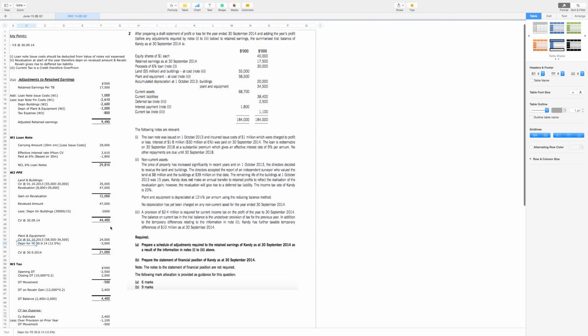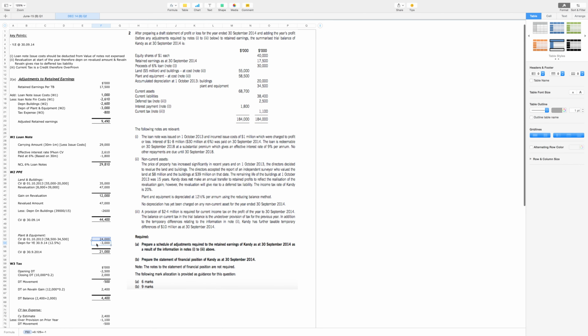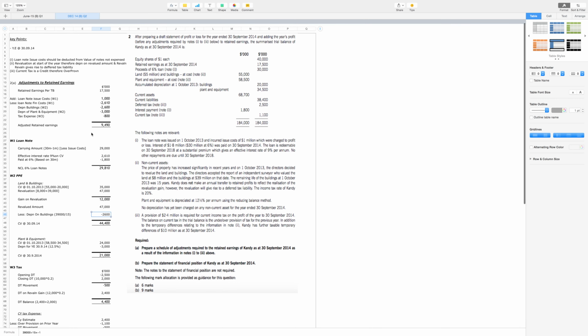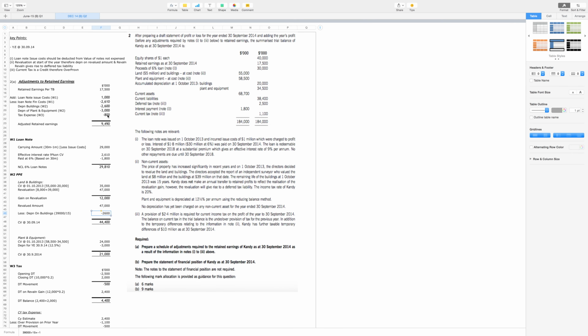So here we have identified there's depreciation charges of 2,600,000 and 3 million for our adjustment to retained earnings, as these would be charged to cost of sales in your P&L. So we'll go back up to our question and we'd enter in our 2,600,000 and 3 million.